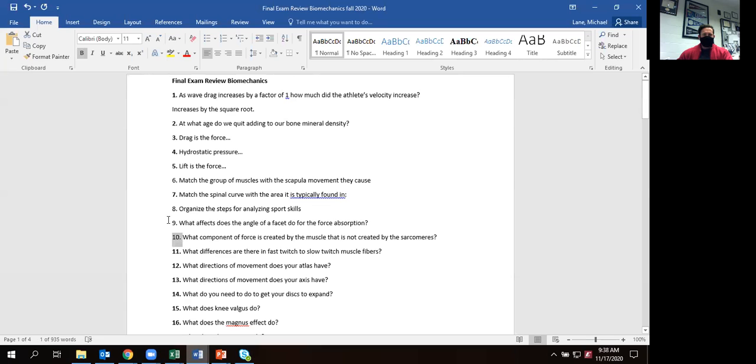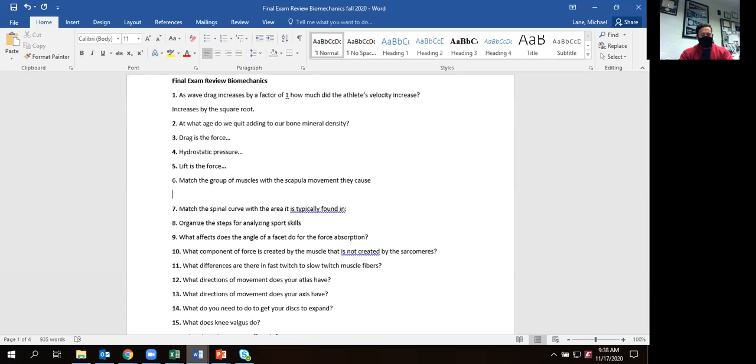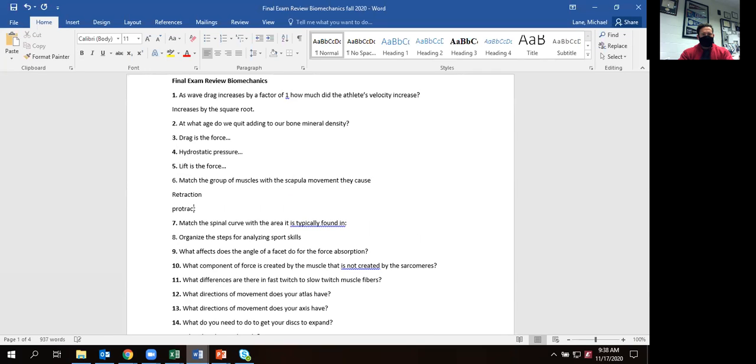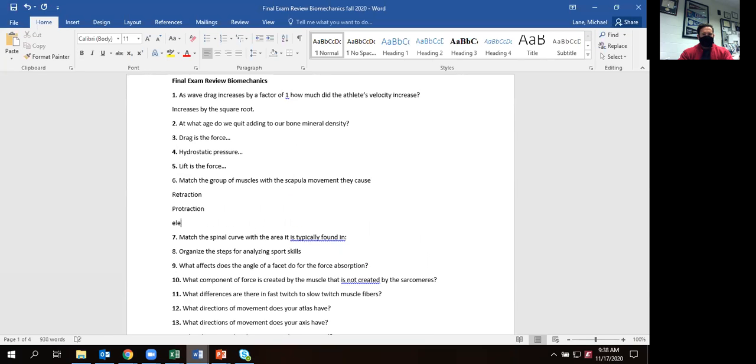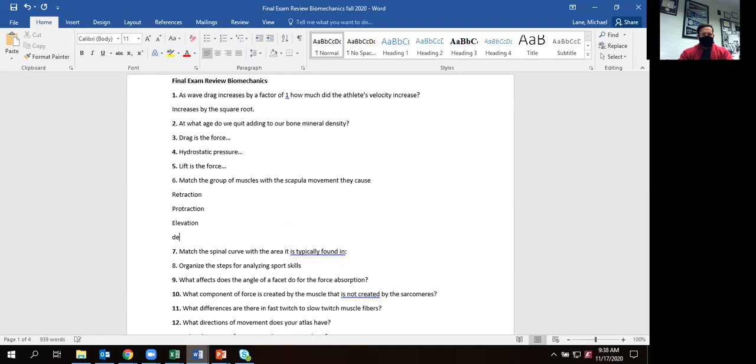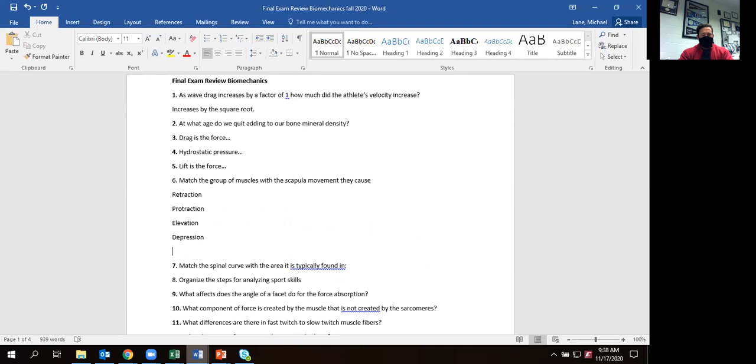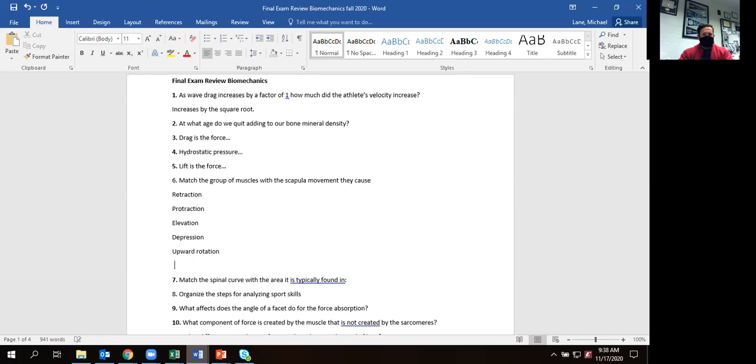It's the elastic component. Greater the angle, greater the force absorption. Now, can we say match group? We're going to have retraction, protraction, elevation, depression, upward rotation, and downward rotation. Who wants to go ahead and throw out what the answers are going to be to each of those?